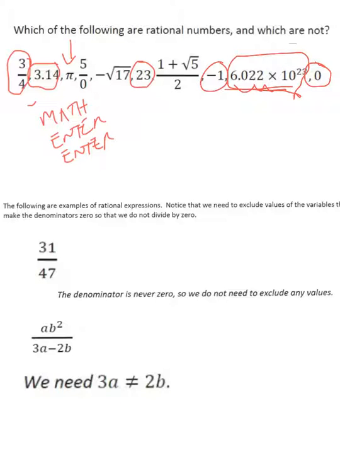Moving on down below here, we want to determine some of these rationals and where they have exclusions. Well, I obviously have a rational number here with 31 over 47, and we don't have to worry about anything. The big thing is you've got to make sure the bottom doesn't equal 0. Well, I've got a solid number there, so the denominator is never 0, so this will always be a rational number. There's no restrictions on this one.